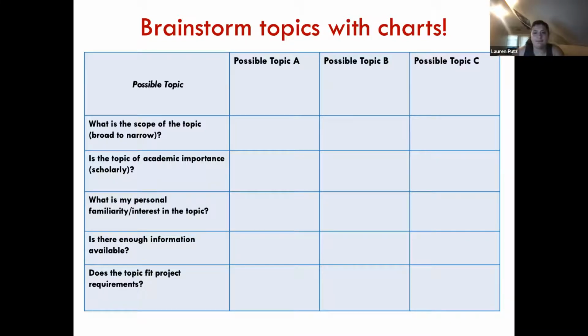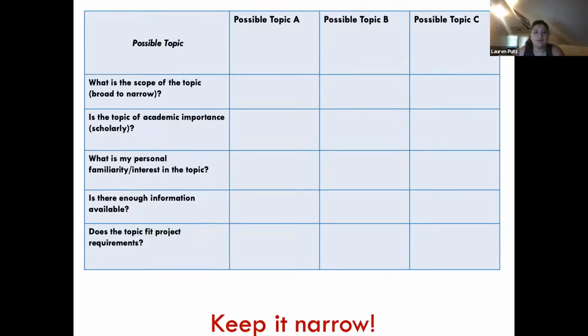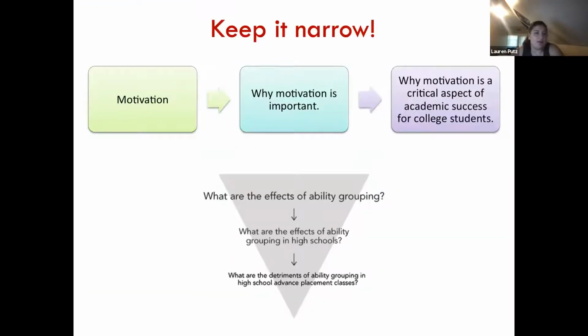Awesome. Okay. Perfect. And then when we are thinking about topics, we also want to keep them narrow. So make sure that you are being as specific as possible when you are making your topic and thinking of your thesis. That way you know exactly where to go with your paper when you get to the writing aspect. So in this example, we're going from motivation to asking why motivation is important to saying why motivation is a critical aspect of academic success for college students. So that is the most narrow that it can get, which is awesome.